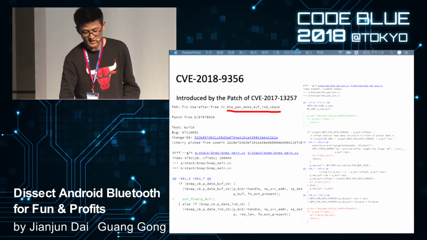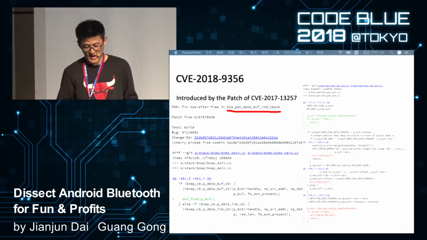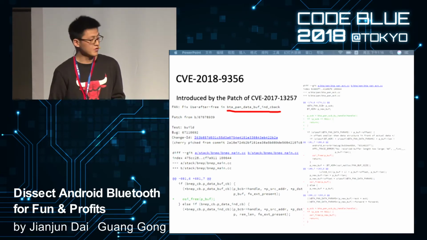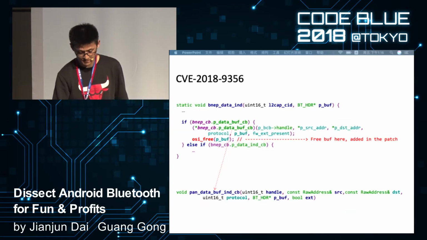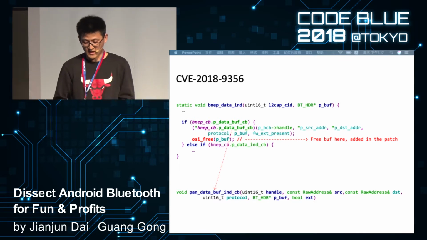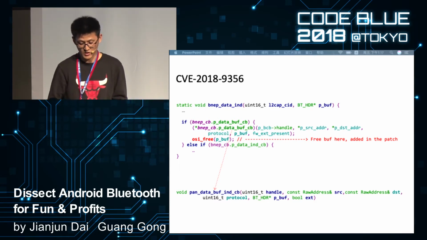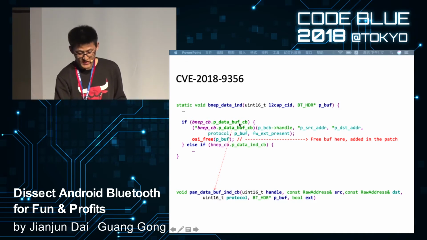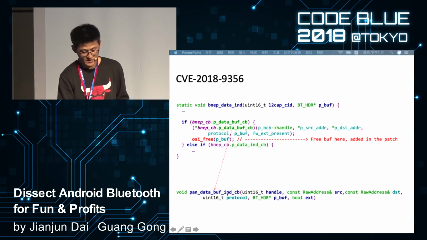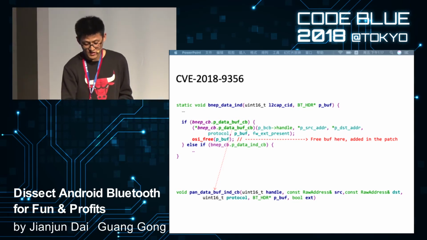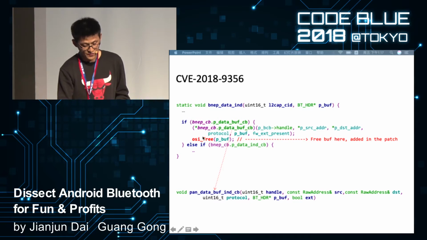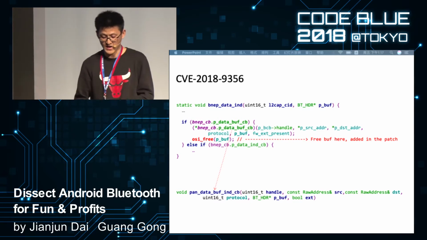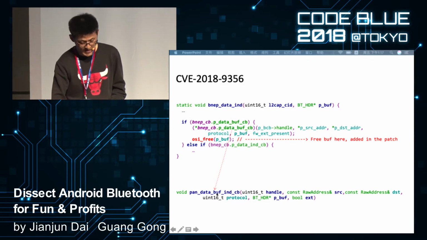Then let's analyze what's wrong with this patch and how it introduces a new vulnerability. In function BNEP data IND, after handling the BNEP header, it will call the function pointer p_data_buf_cb, which points to the function pan data buf IND CB. After that ends, it calls osi_free. Let's take a look at the function pan data buf IND CB.